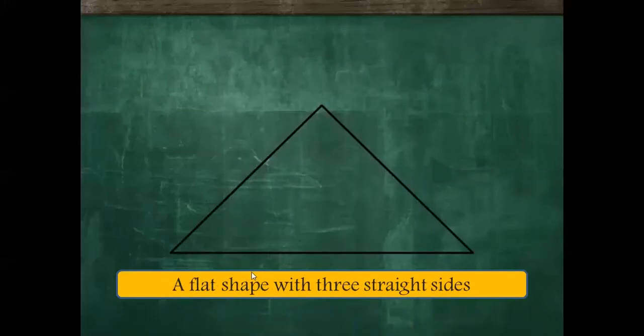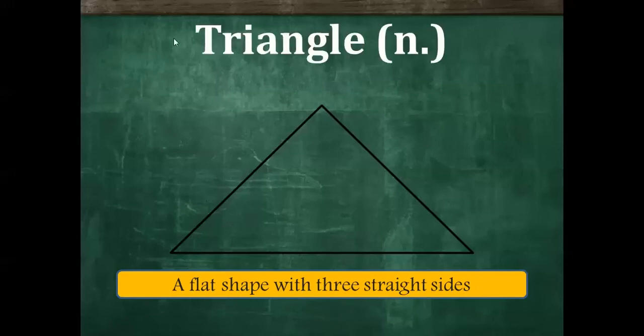Then, of course, all of you know the shape. A flat shape with three straight sides. Of course, we call it triangle. The word, of course, is a noun. I drew a triangle.